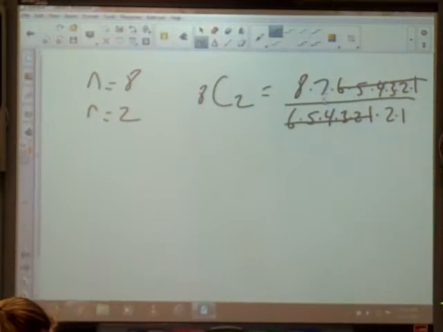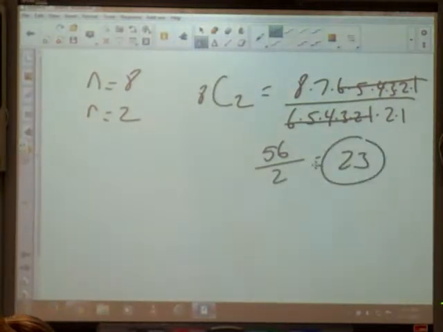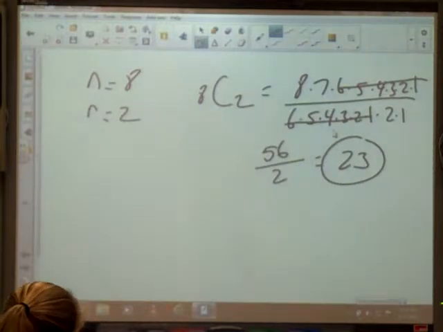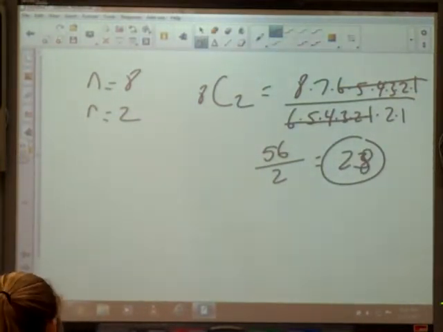Alright, so I got 8 times 7 left on the top. I got 2 times 1 left on the bottom. So 23 options. Is that what y'all got? 28. 56 divided by 2 is 28. That's right. I kind of like this.